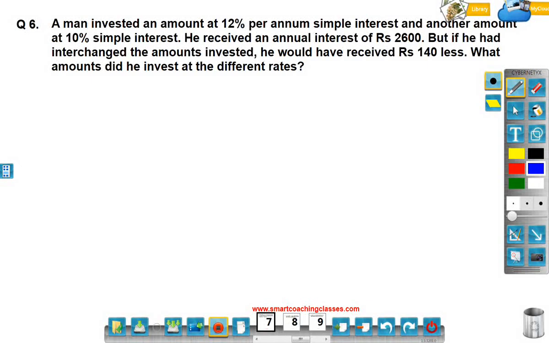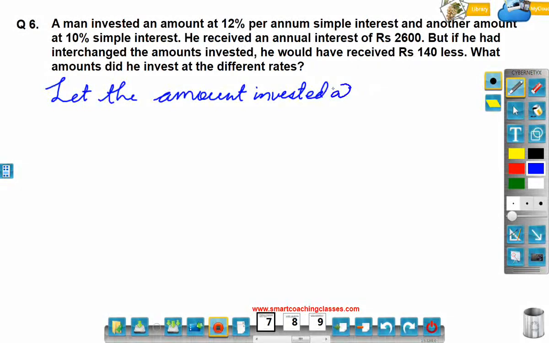So we will say let the amount invested at 12% be rupees X, and similarly the amount invested at 10% we will call rupees Y.